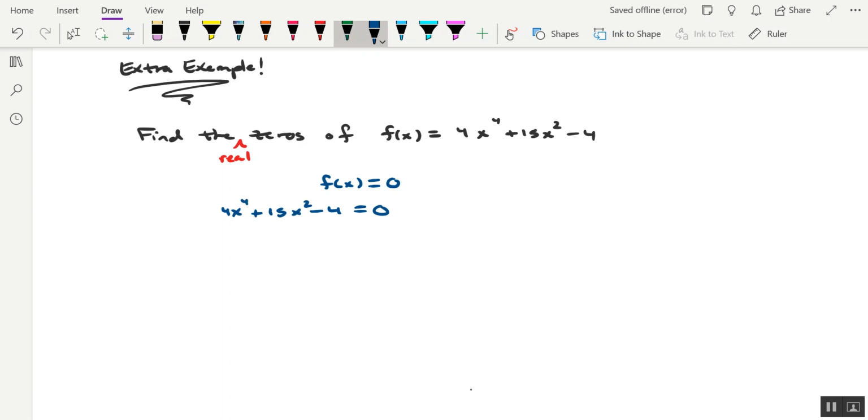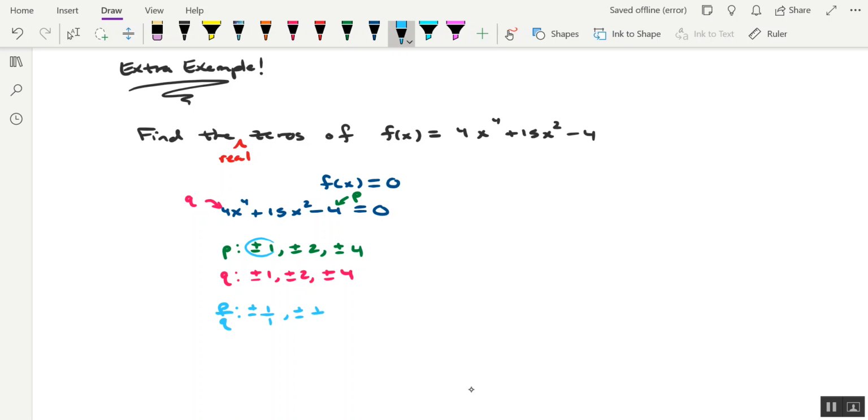And we'll start to construct our list for p over q. So the list for p is going to come from 4 or negative 4, whichever way you want to view it. Plus or minus 1, plus or minus 2, plus or minus 4. And then our list for q will come from the leading coefficient, which is also 4. So p over q, we'll start with fractions with a numerator of 1, plus or minus 1 over 1, plus or minus 1 over 2, plus or minus 1 over 4.